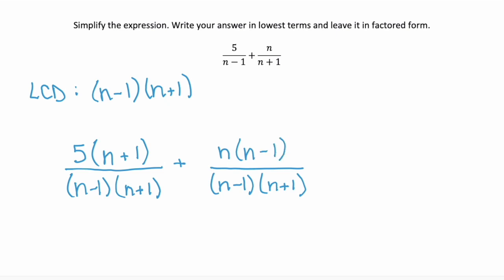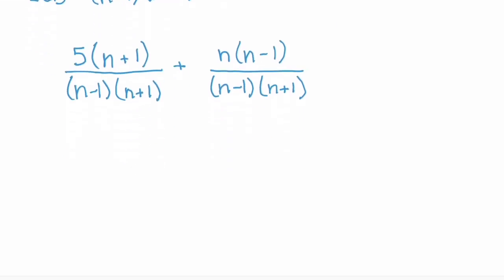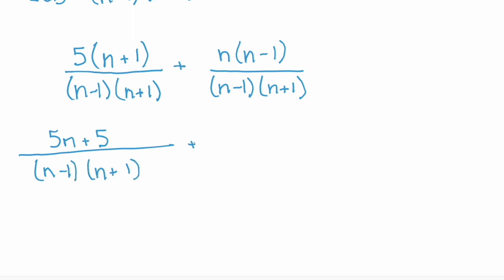Now, before we can continue on and combine these, we need to get rid of those parentheses and distribute. So the first term, let's distribute the 5 through, and we have 5n plus 5 over that denominator, n minus 1 times n plus 1. And the second, we have a numerator of n squared minus n. And our denominator is the same, n minus 1 times n plus 1.